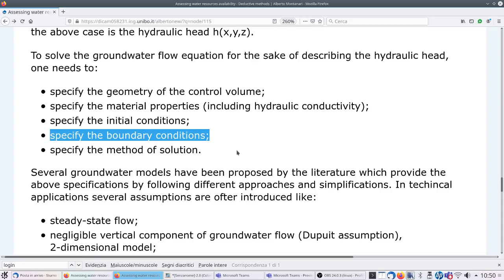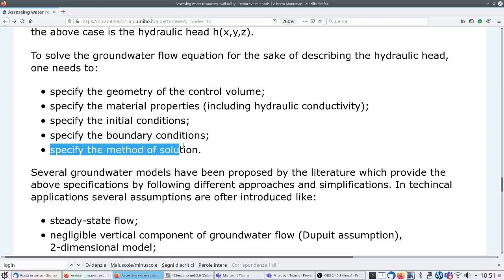It may be easy to specify the boundary conditions. For instance, if the aquifer is confined, it's easy. But if the aquifer is unconfined, you need a lot of measurements in order to understand what the boundary conditions are when you start your modeling experience. And also we have to select a method of solution, which can be analytical or numerical. If it is numerical, you may also decide to consider the dynamic problem, variability also in time.